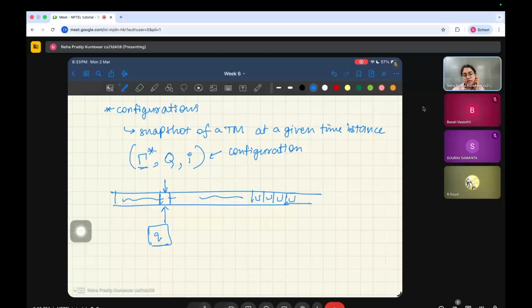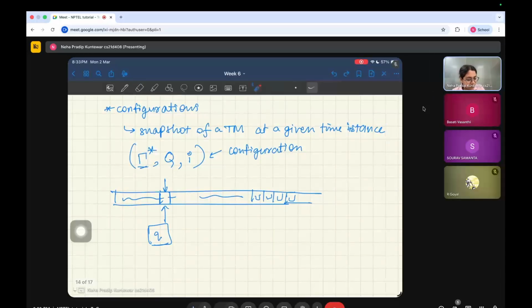Yes, that's true. This Kleene closure of sigma is the substring towards the left of the reading writing head. No, sorry, this is the entire content before you have all these infinite blanks. And this Q here is the state of the Turing machine, and i is the head position.